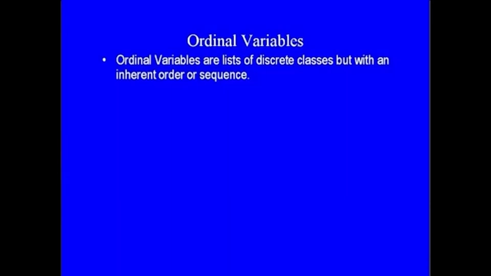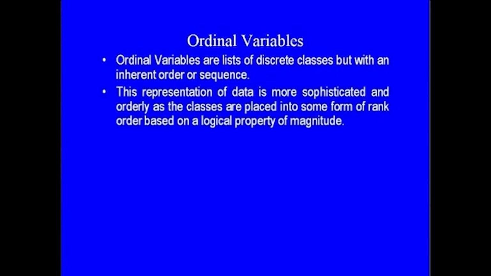Then we come to ordinal variables. Ordinal variables are lists of discrete classes, but with an inherent order or sequence. This representation of data is more sophisticated and orderly, as the classes are placed into some form of rank order based on a logical property of magnitude.